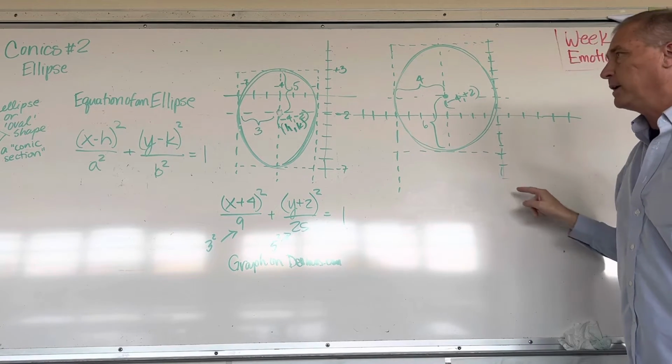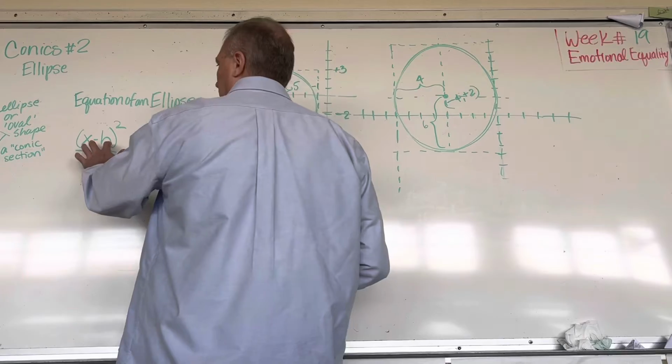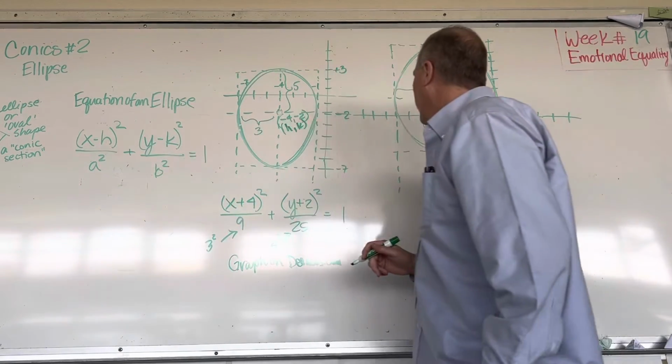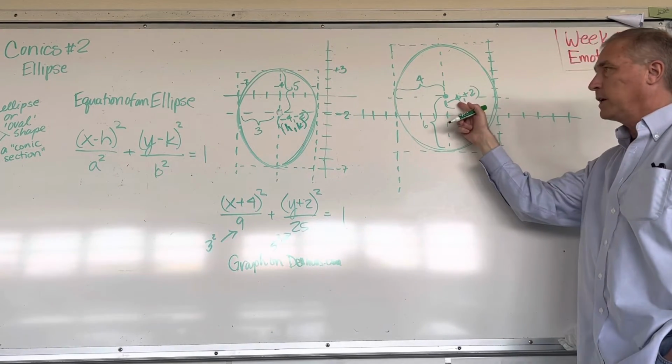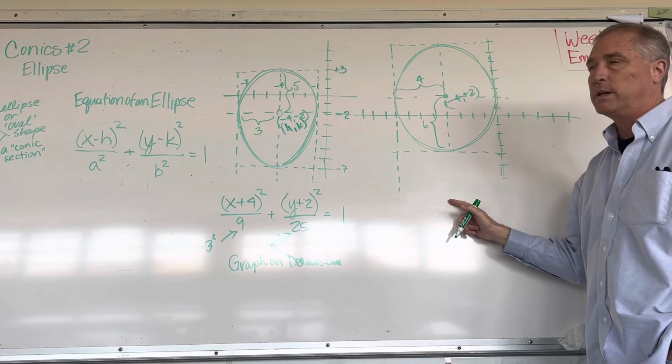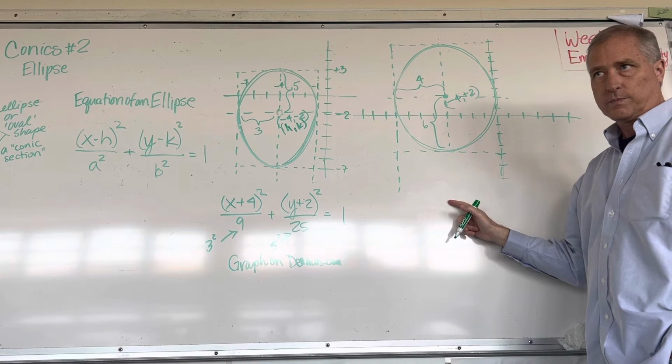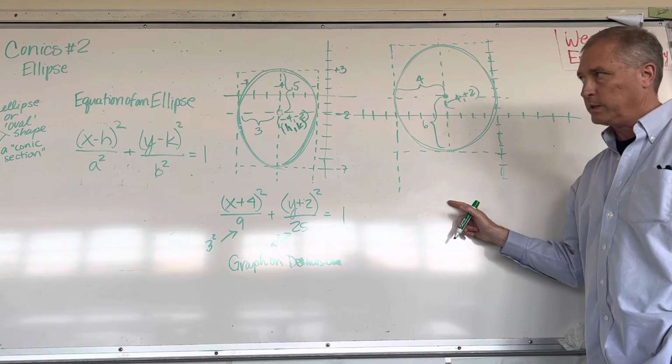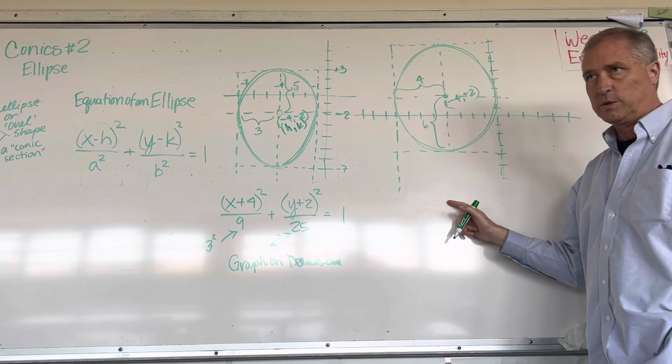So how are you going to write that? Look at this equation here. Deal with the x value first. The x value in this case is negative 4. How do I write the equation of the ellipse? Who can be specific and tell me what to write first? Give me specific directions.